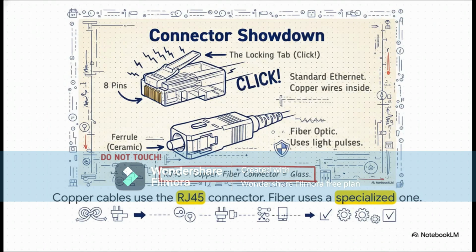Now, you can't just use the same plug for both, right? Different cables need different connectors. The copper cable uses that standard RJ45 connector you see on top. You know, that little plastic clip that makes that satisfying click when you plug it in? That's it. But fiber, down below, needs a special connector that's designed to protect that super delicate glass tip.